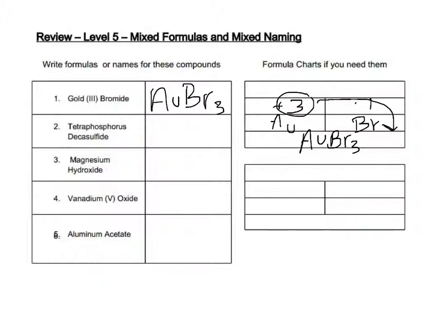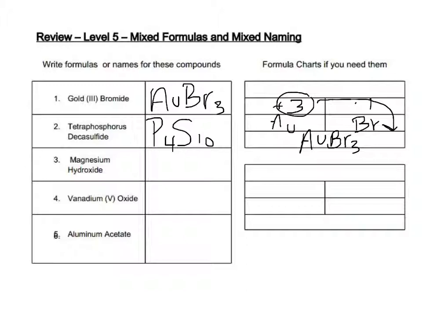in the main chart. Number 2, tetraphosphorus decasulfide. These you don't need formula charts for because you have prefixes. Tetra means 4, deca means 10. Symbol for phosphorus is P, so we have P4. Symbol for sulfide is S, so we have S10.